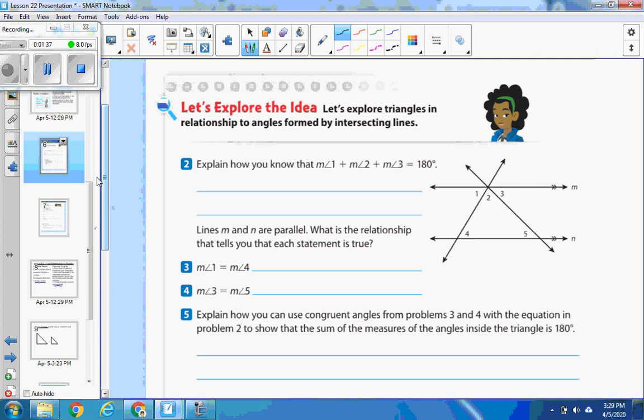Explain how you know that the measure of angle 1 plus the measure of angle 2 plus the measure of angle 3 is 180 degrees. So that's this angle, and this angle. So think back to last lesson. One of those things with angles, if there's angles that form a line, what is it called? It's called a linear pair. In this case, it would be a linear triple because there's 3 of them. But anytime you have all angles that make a line, lines are 180 degrees. So we can say they form a line.